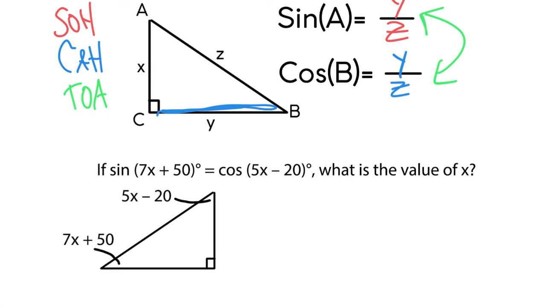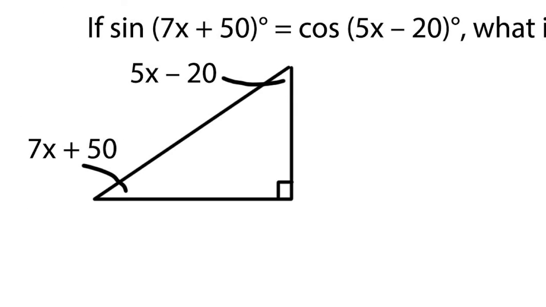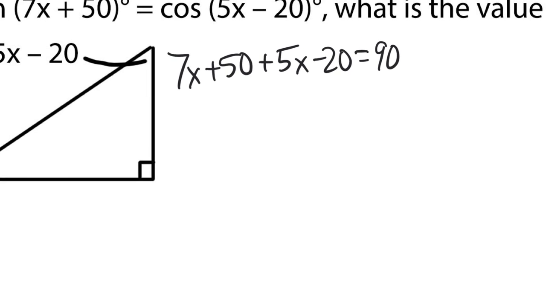If they're complementary, then I know that this plus this has got to equal 90 degrees, right? That makes sense. So this could be 20 and 70. This could be 40 and 50. We don't know what it is. Our objective is to figure out the value of x. Let's go ahead and do that right now. So we can set that up like so. 7x plus 50 plus 5x minus 20 equals 90 degrees. And that totally makes sense.